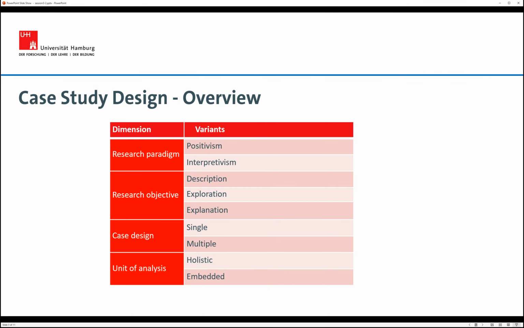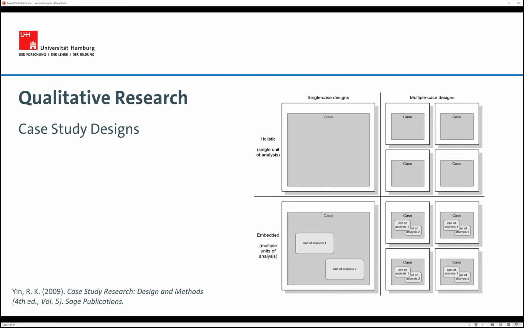The second step is to understand what our research objective is. Are we using case study for purposes of description, for purpose of exploration, or purpose of explanation? This too is covered in a separate lecture. What this lecture is about is to understand case study design in the variants single, multiple, and unit of analysis in the variants holistic and embedded. To put that together, we can basically differentiate four types of case study designs.